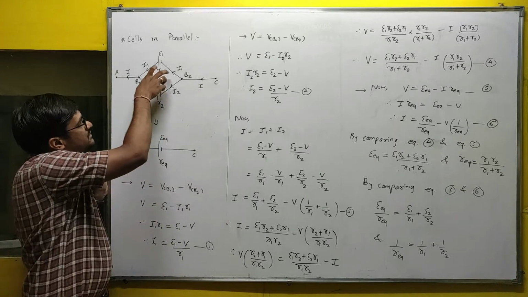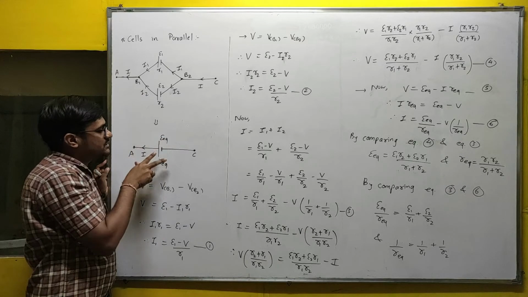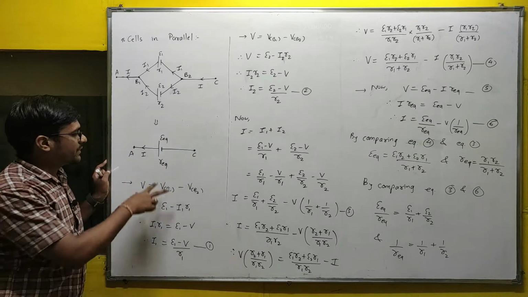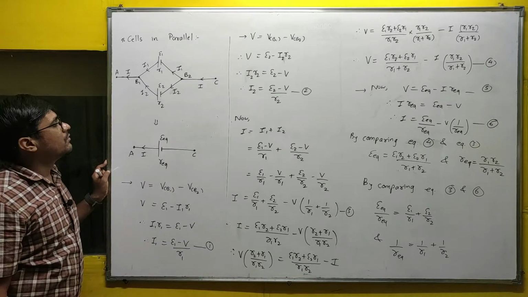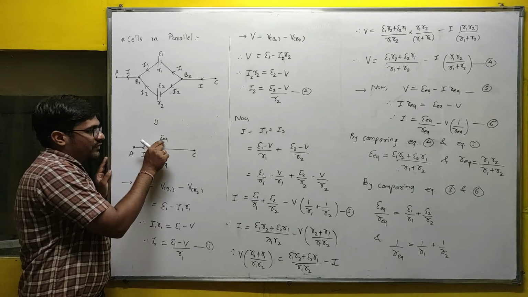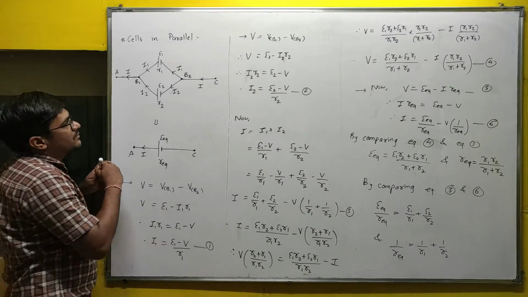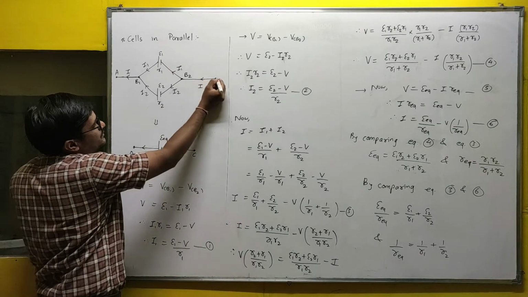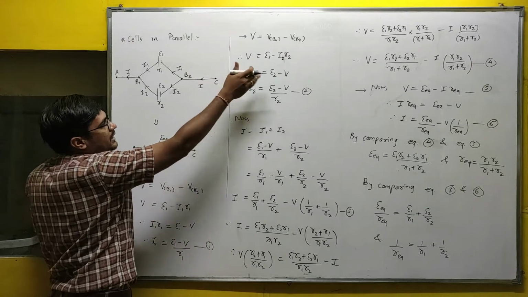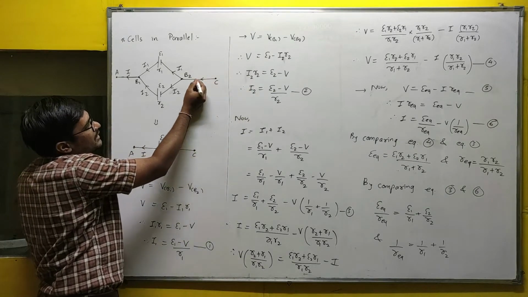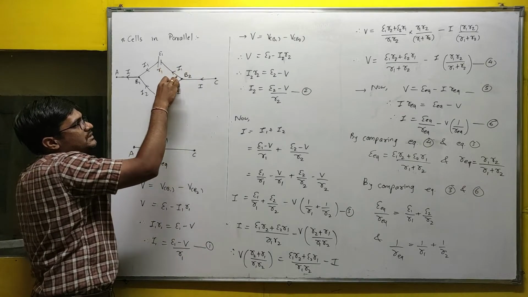Now we want to replace these two cells with an equivalent cell, having equivalent EMF E equivalent and equivalent resistance R equivalent. Now we have to derive the formula for E equivalent and R equivalent. For that, consider some current I coming from this point C, from a network on the right side of C. That current is divided at this junction into two parts, I1 and I2.